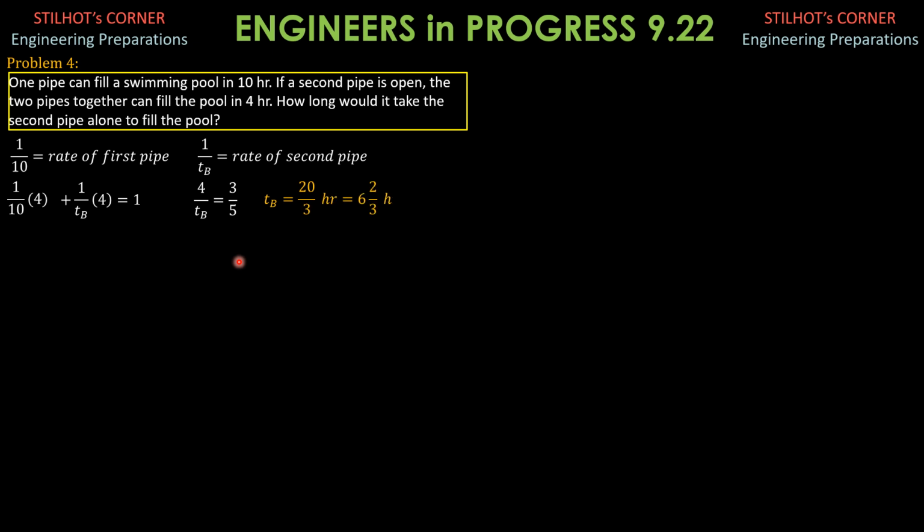So it will take the second pipe to fill the pool by itself in 6 and 2/3 hours.